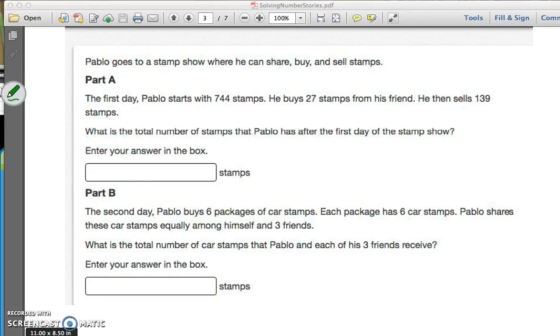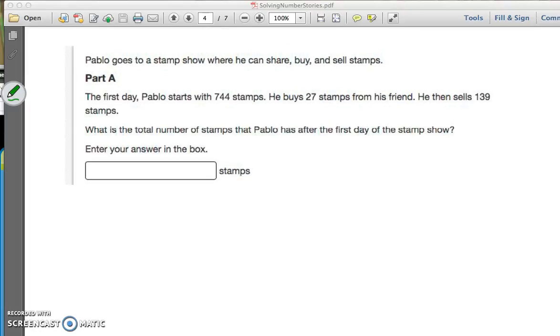All right, so here we have a problem, and it's right off of our park practice. So many park problems will be a part A and a part B. Part A will usually give you the number story or the scenario, and then part B will want you to use what your answer was from part A to solve part B. So let's go ahead and look at just part A.